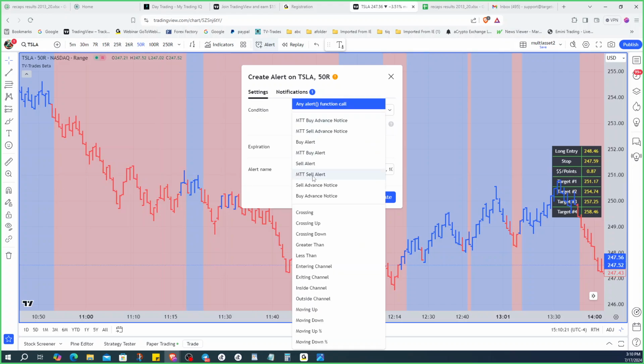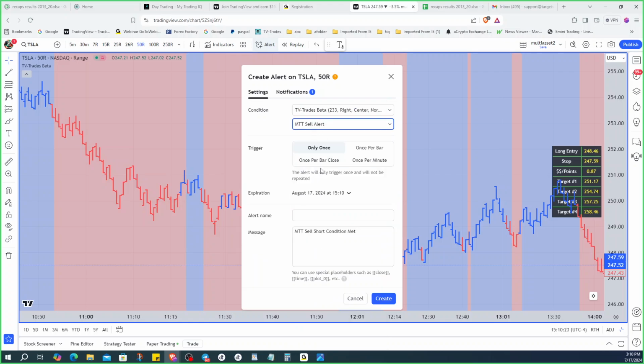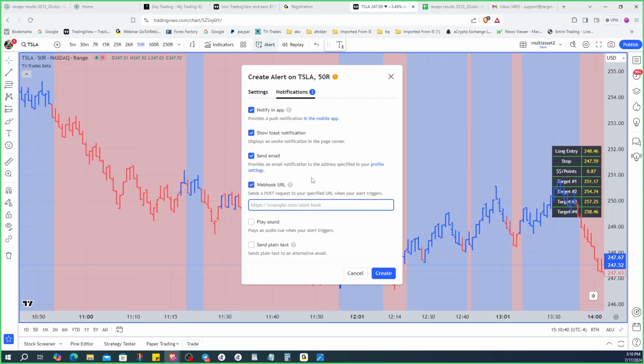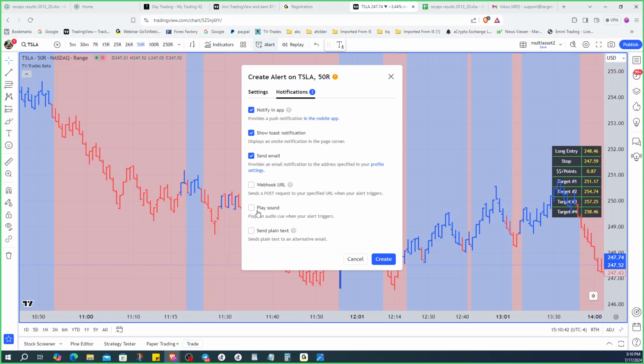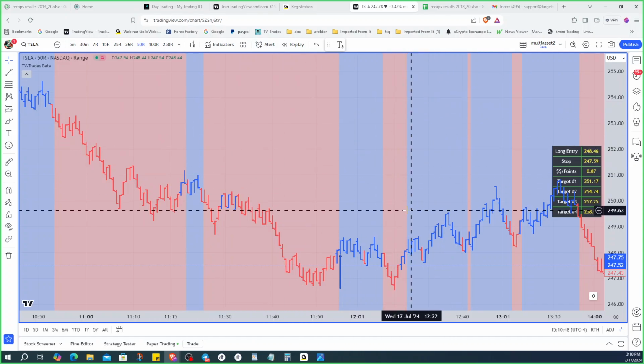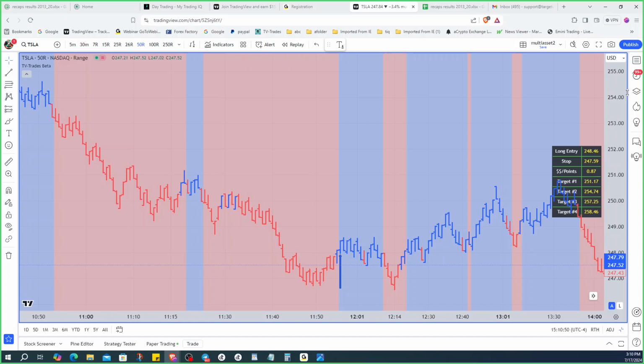But if I were to say I want to see a mid-trend trade sell alert, and I can do once per bar close, and in here it says mid-trend trade sell alert, sell short condition met. If I hit create on this, and I can put the notification on every one of these things and hit create, and you know what's never going to happen? Sorry, undo the webhook. What's never going to happen if I do this is it's never going to give me that alert. Now it created the alert.